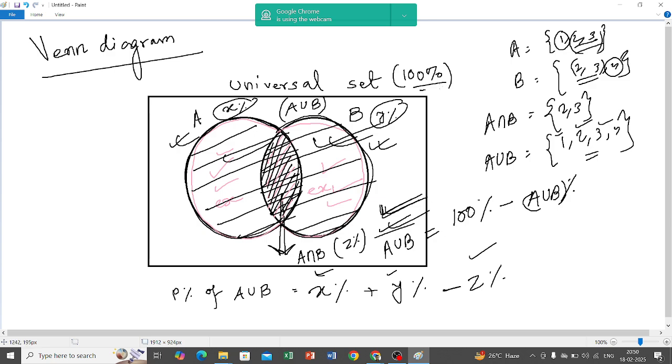Okay, I subtracted A union B from 100%. So this empty portion is 100% minus A union B percentage. Did you understand this part? Yes sir. Can anybody tell what is this part?